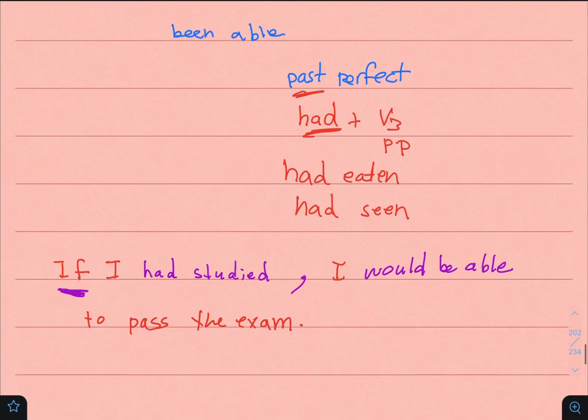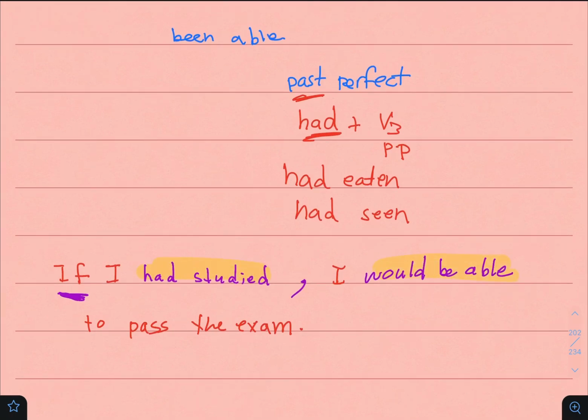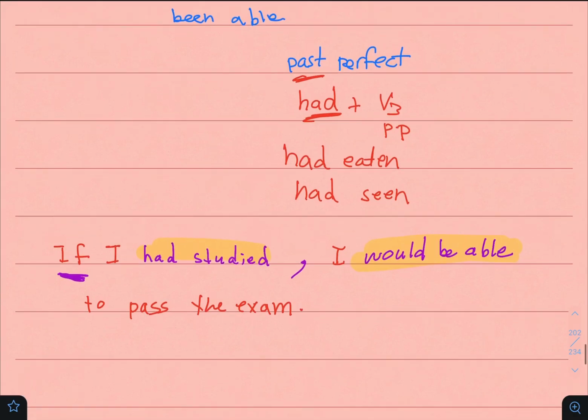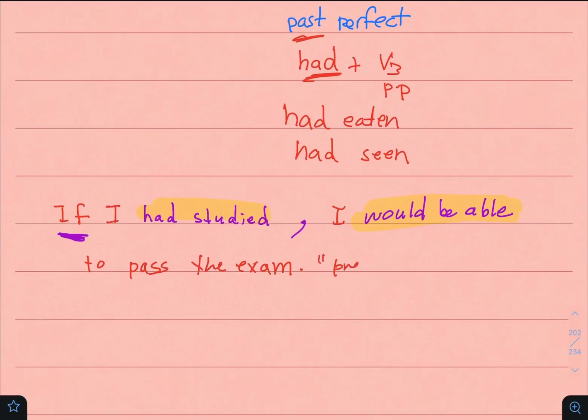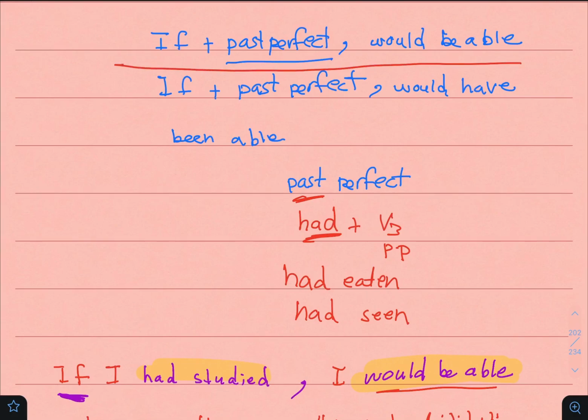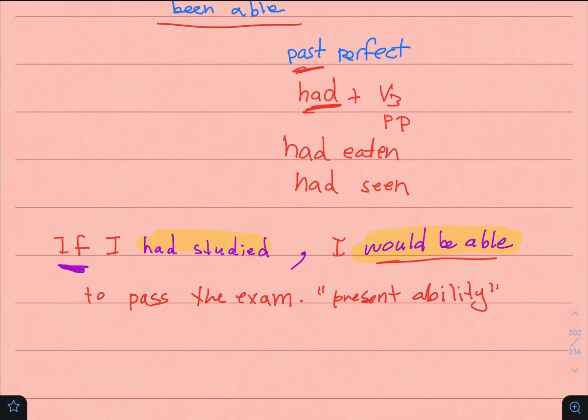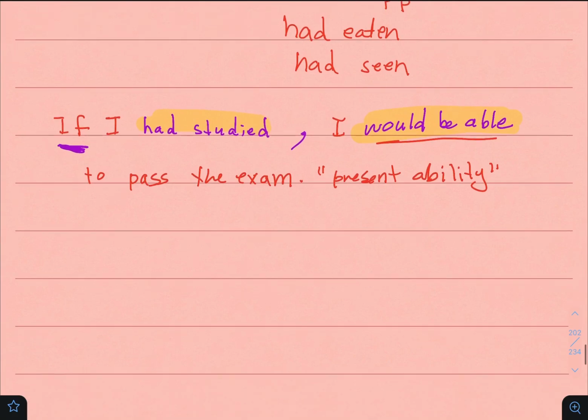Now من معنى الجملة هنا استخدمت if والpast perfect وهنا would be able to. من معنى الجملة الآن طبعا تتكلم عن الفرص الضائعة. Okay, طبعا here you're talking about present ability. Now this one is talking about present ability. Okay, so you have to know exactly the difference between هذا. This one is talking about present ability, but this one is talking about past ability. طبعا في المضارع وفي الماضي.